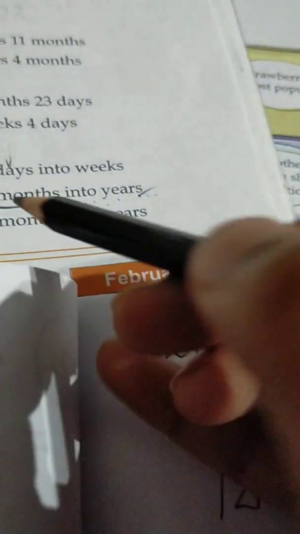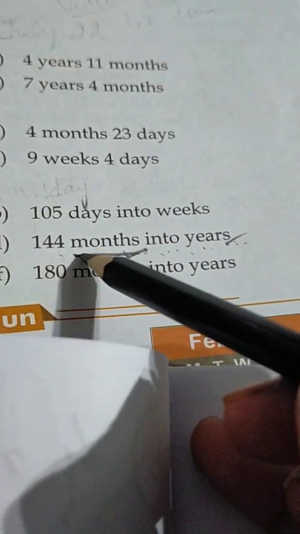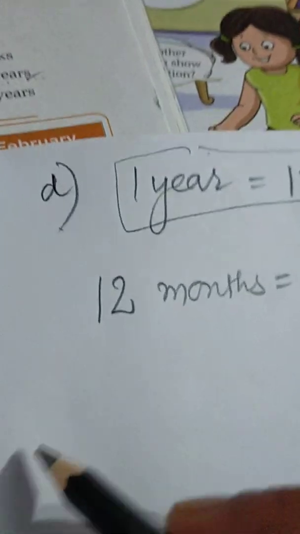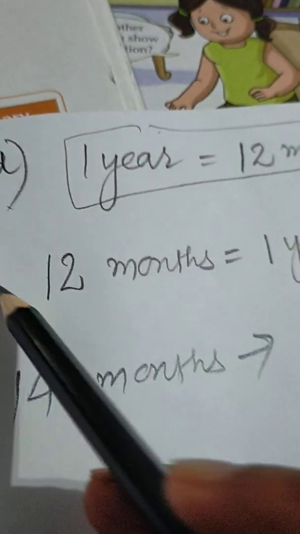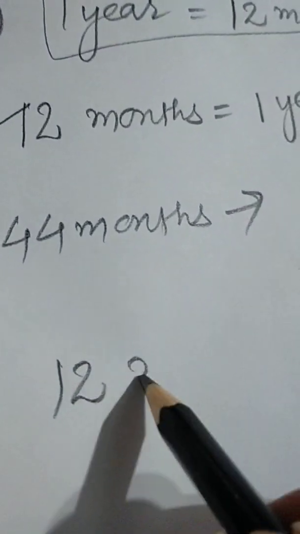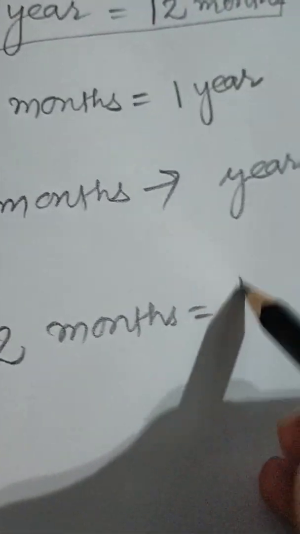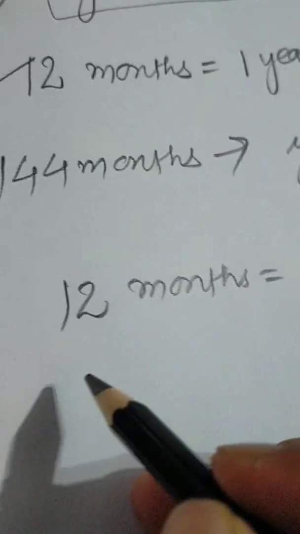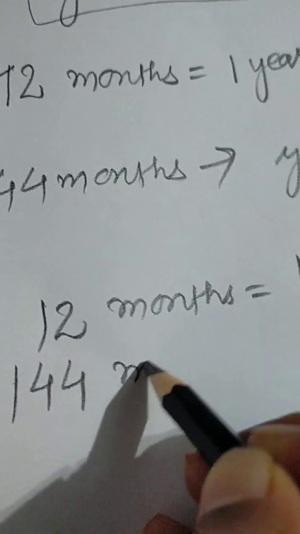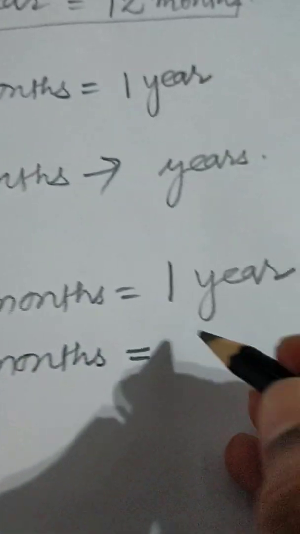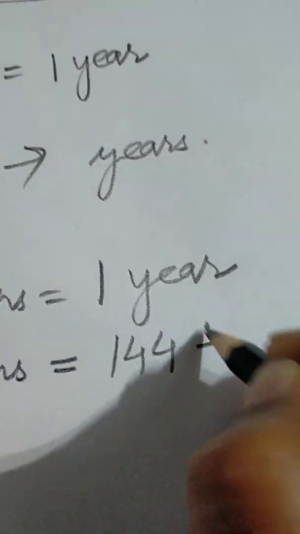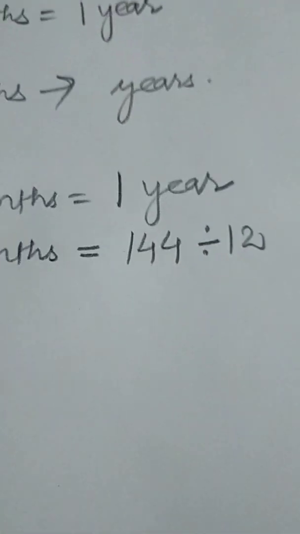Yes friends, so now we are going to solve this sum. 144 months into years. Yes, we have to convert this. So how we will write? Firstly, we will write 12 months is equal to 1 year. Then 144 months is equal to, these both will be divided. How we will write this? 144 divided by 12. Yes friends, when you will divide this, you will get 12.